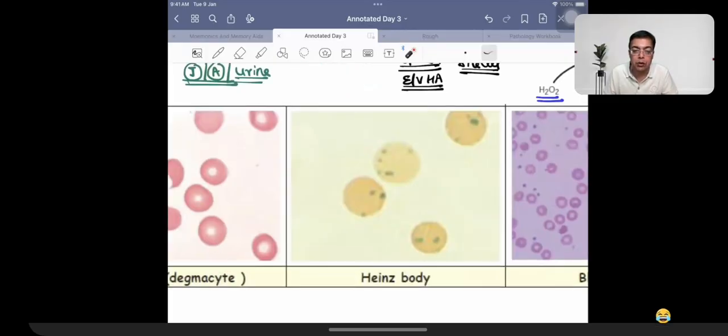Heinz body, which is an example of the insoluble form of hemoglobin, can be seen over here. Oxidized hemoglobin, which is getting deposited in the RBC. So what is Heinz body? Heinz body, HB. Heinz body is hemoglobin, but which hemoglobin? Oxidized hemoglobin.